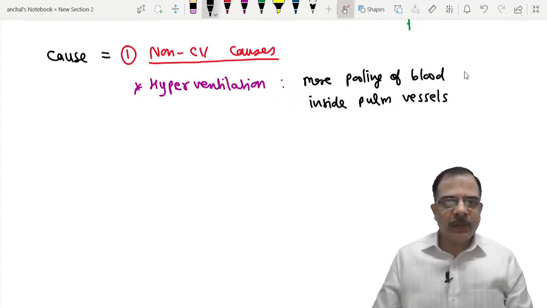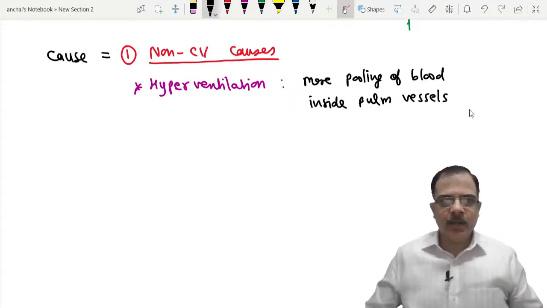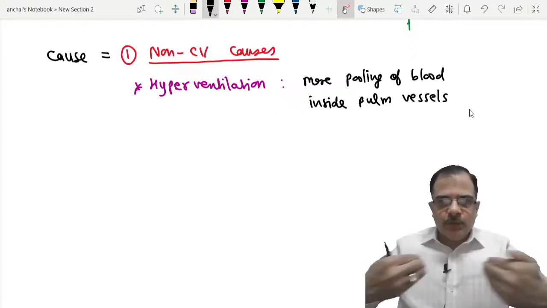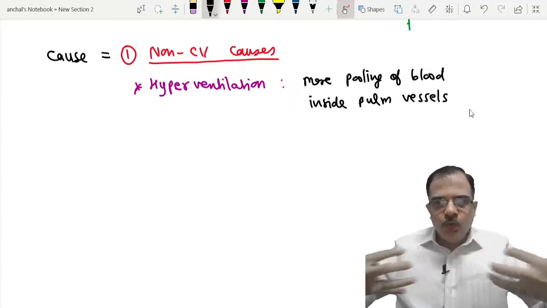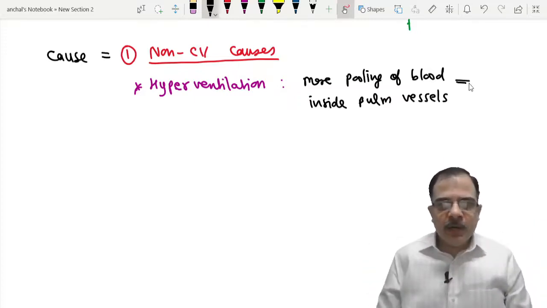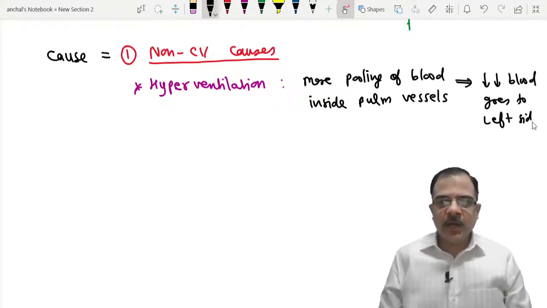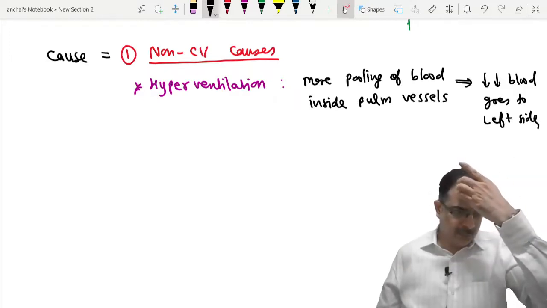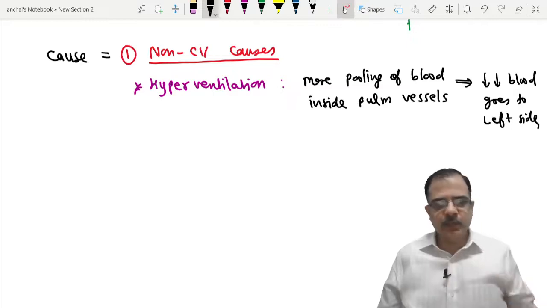Why? Because pulmonary vessels are dilated by the expansion of the lungs. So when they dilate more, more pooling of blood happens inside them, and when there is more blood pooling inside them, less blood goes to the left side of the heart. So there is pooling inside the lungs.